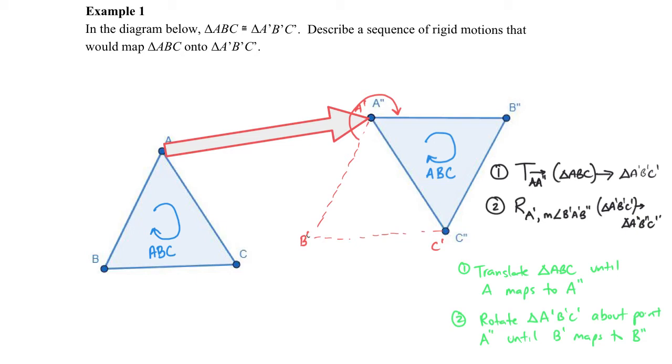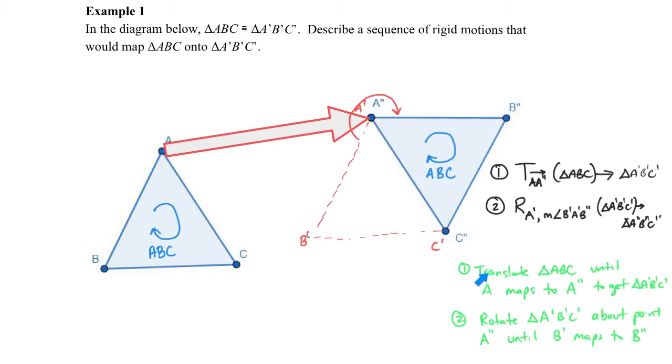So that's, and we can beef up step one there. Translate triangle ABC until A maps to A prime to get triangle A prime, B prime, C prime. You could do something like that. The point here is that I have to be specific.